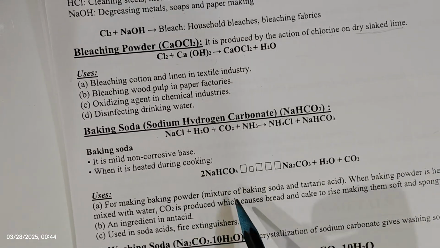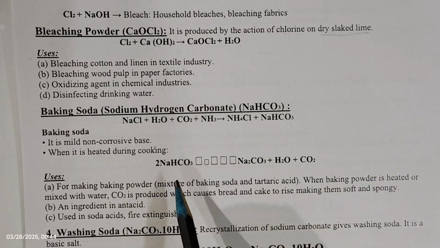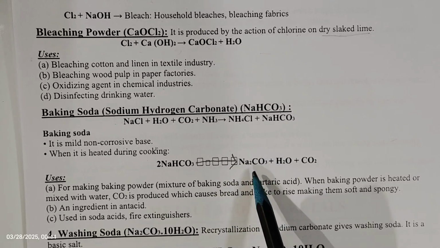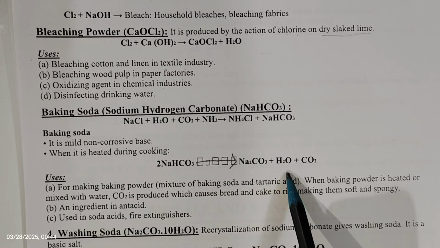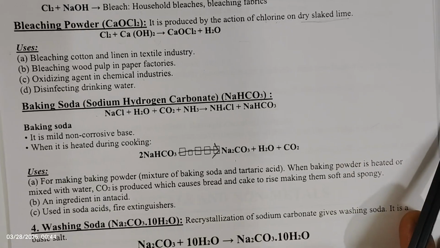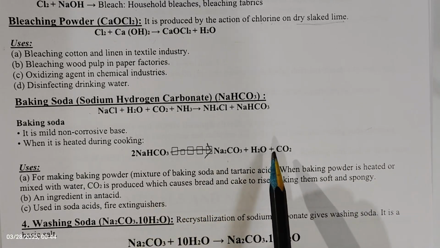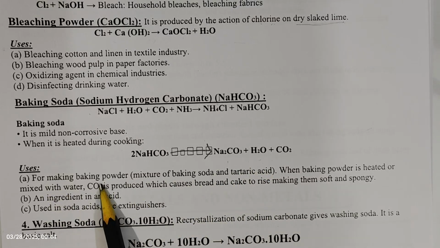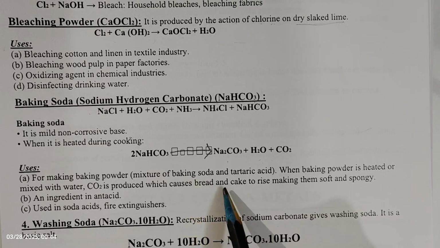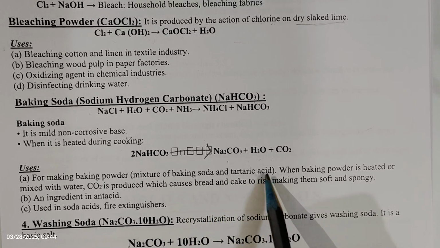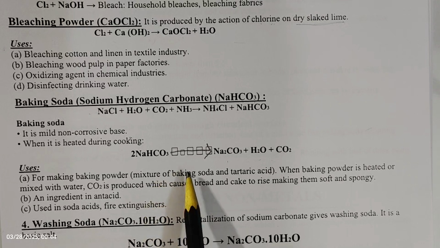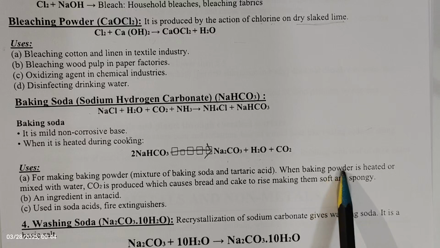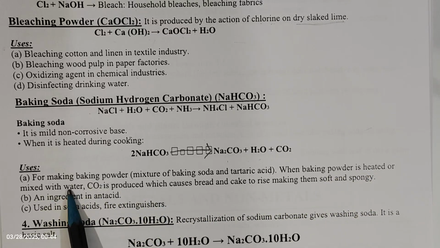Next, the equation, how it is formed. 2NaHCO3 gives Na2CO3 plus H2O plus CO2. This is the equation of how sodium bicarbonate decomposes on heating. Okay. Next, uses for making baking powder. A mixture of baking soda and tartaric acid is called baking powder. So a mixture of baking soda plus tartaric acid is nothing but baking powder. Then baking powder is heated and mixed with water.